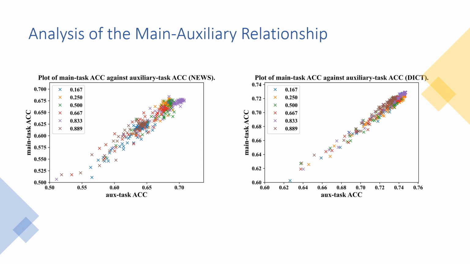The data points here were taken from the evaluation steps on the development set, with colors indicating models of different lambda values. It's clear that the main task accuracy increases with the auxiliary task accuracy for all lambda values, and that is for all our models. This shows that training these two tasks simultaneously does benefit the performance on both.